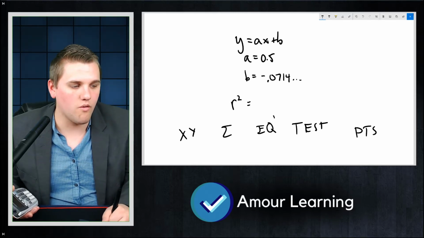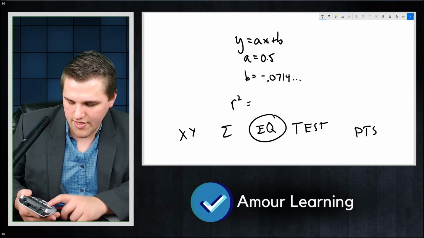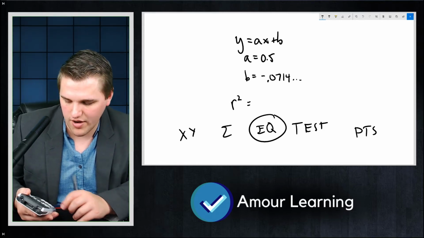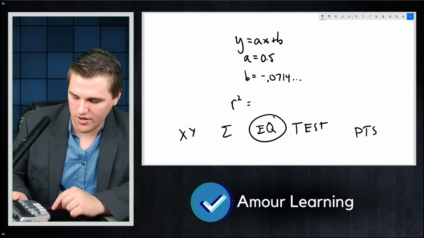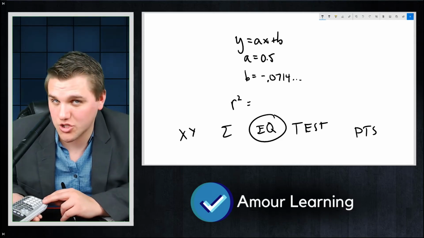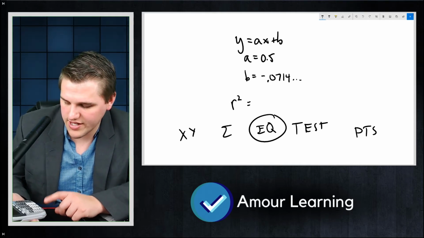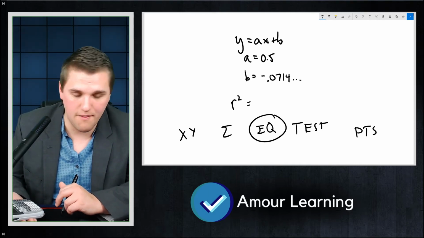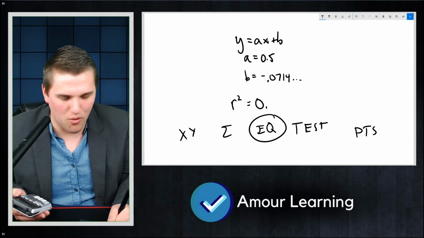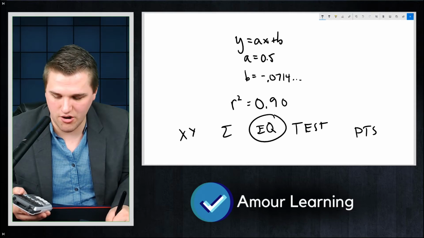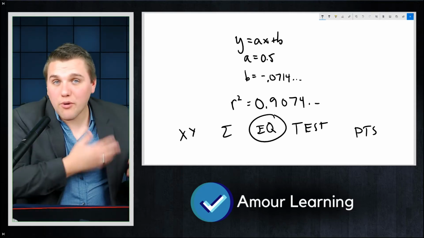We are going to go over to EQ. So we're going to hit the right arrow twice. And then we're going to scroll all the way down. And eventually you will see R squared. You're going to click on R squared. Now, not the capital R squared, but the lowercase r squared in this case. And then we're going to hit enter again. And we're going to hit enter again. And we get an R squared value of 0.9074 and so on.